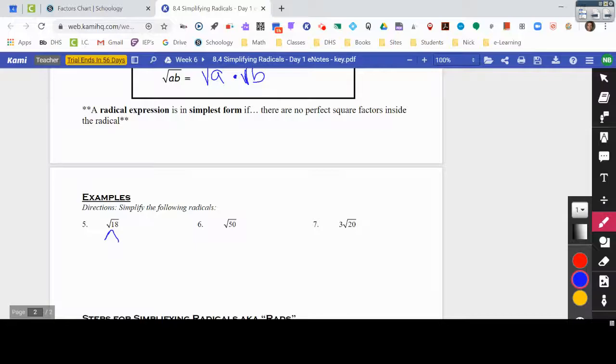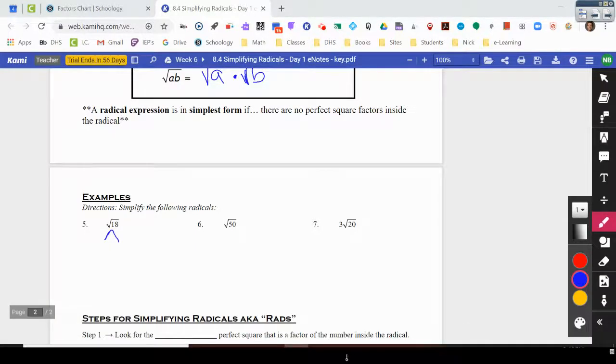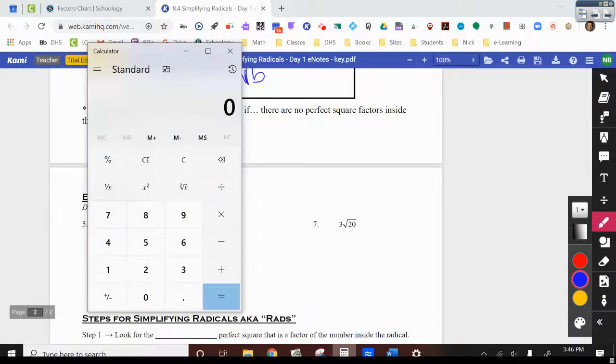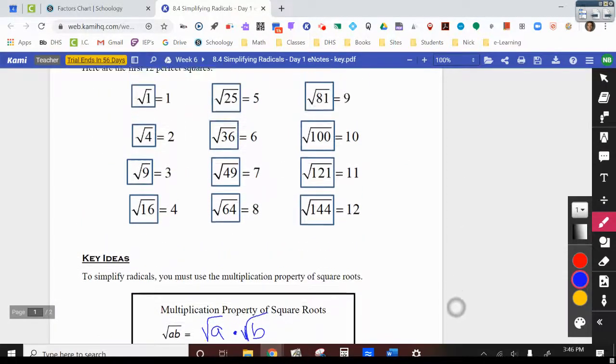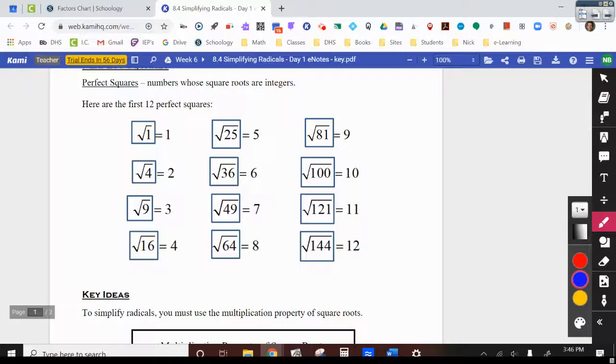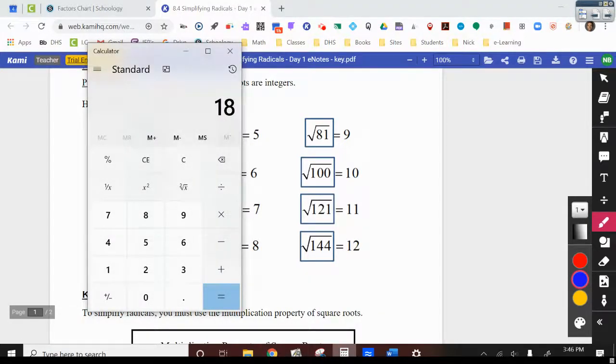The other way you could do this is by using a calculator. Use a calculator on your phone, on the computer, or a regular calculator. We can take that number 18 and divide it by one of these perfect square numbers. So again, here are those perfect square numbers. You want them handy or nearby, or just get them memorized if you can.